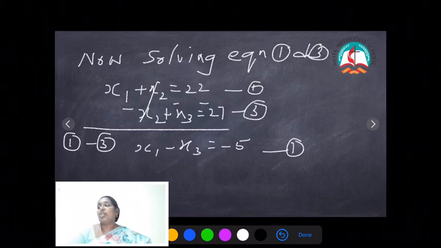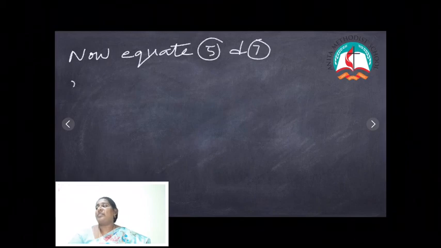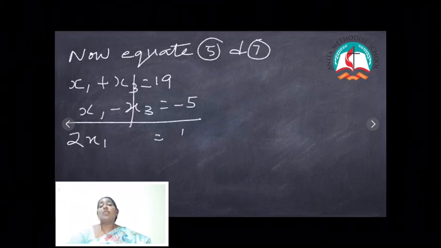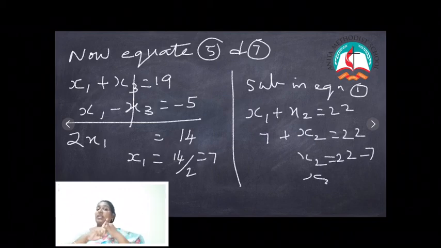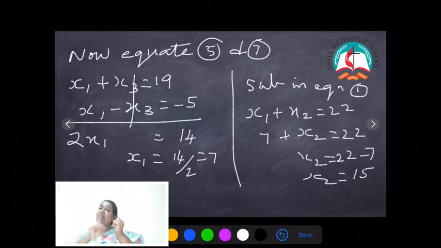Now take equation number 1 and 3. Solve. When you solve, what will you get? x1 minus x3 is equal to minus 5. Same way you get. Now solve 5 and 7, children. You get the x1 value. Now you got the x1 value. So you can find the x2 value automatically and the x3 value automatically.